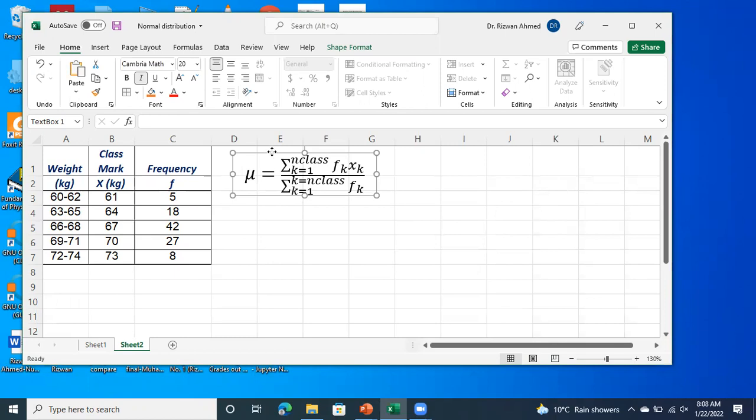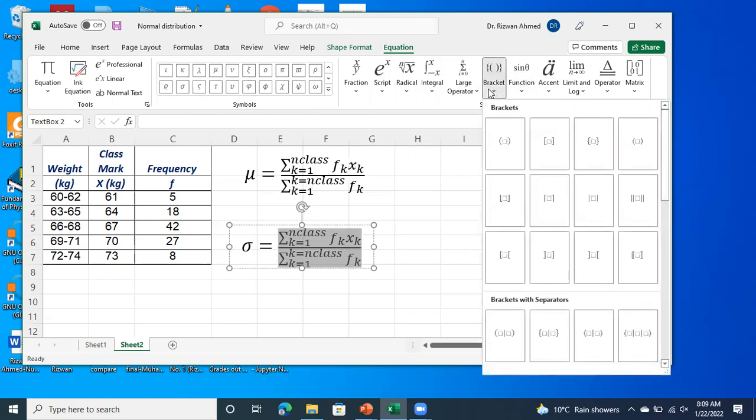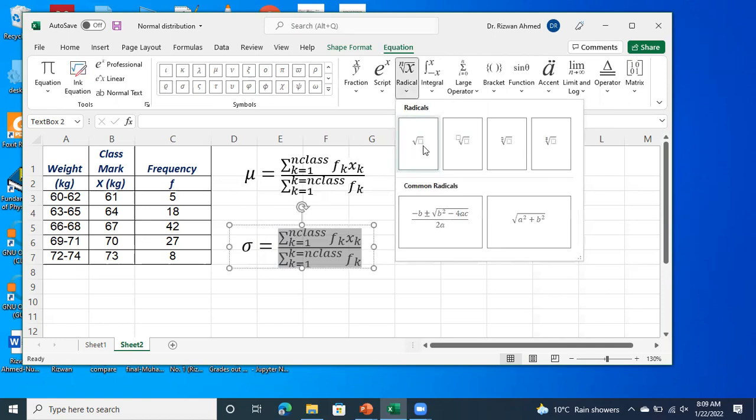Then the calculation of standard deviation. It is represented by the Greek symbol sigma, and a short formulation for this one is based upon the square root.